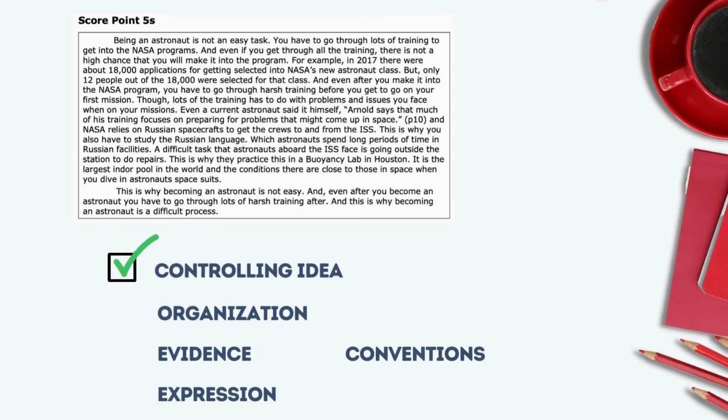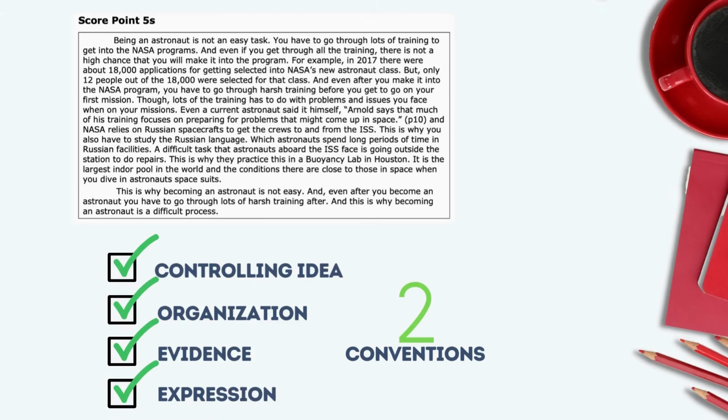So here you can see they have a strong controlling idea about an astronaut's job being difficult. They have an effective introduction and conclusion. The organization effectively maintains focus on the topic, and the writer uses some transition words. There are relevant quotes and paraphrased evidence that clearly explain how it supports their controlling idea. The expression of ideas is clear, and almost all the sentences contribute to the overall idea, and their word choice is more specific about the passage.